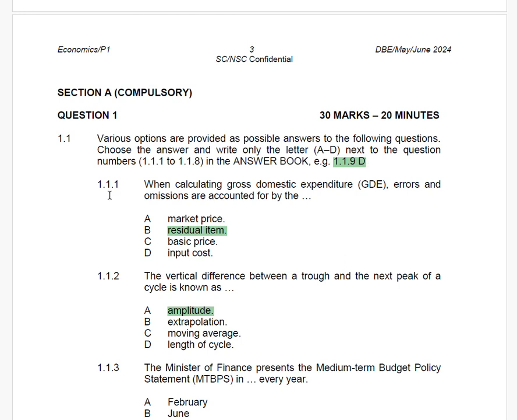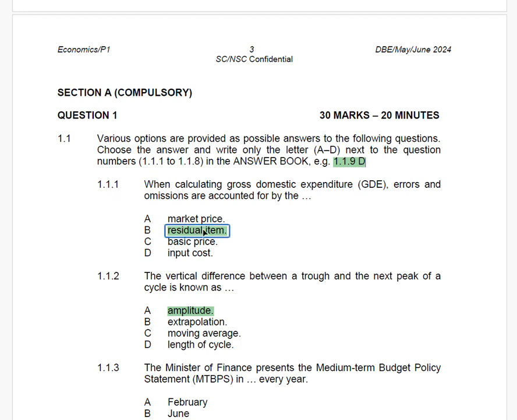The first question is 1.1.1. When calculating gross domestic expenditure, errors and omissions are accounted for by the A, market price, B, residual item, C, basic price, or D, input cost. The correct answer is B, and the name is a residual item. When you're answering, you should not bring back a residual item. You should only write B next to 1.1.1.